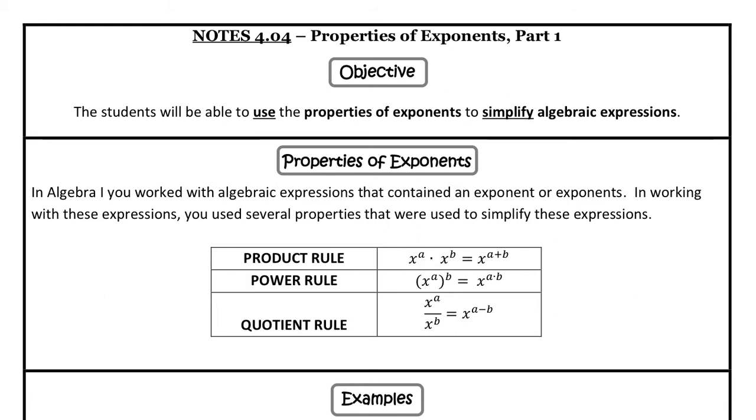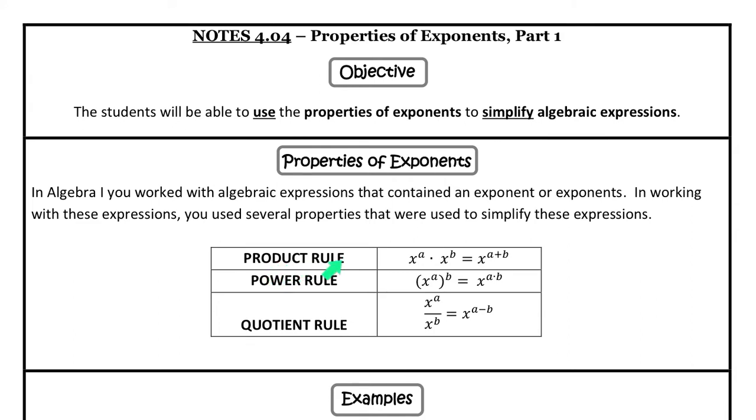And so in working with exponents, there's certain rules that we need to look at. In Algebra 1, you may have worked with algebraic expressions that contain an exponent or exponents. And when you're working with these expressions, there's some properties, or you can call them rules, that we can follow to help simplify these expressions.